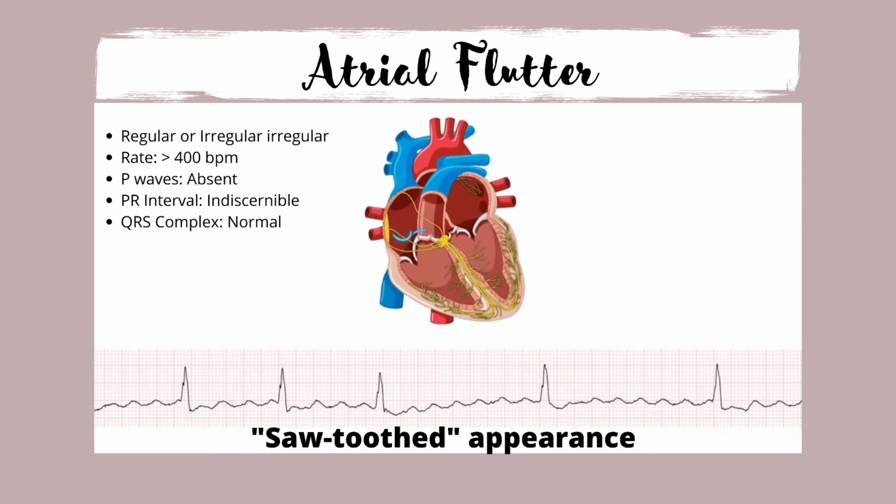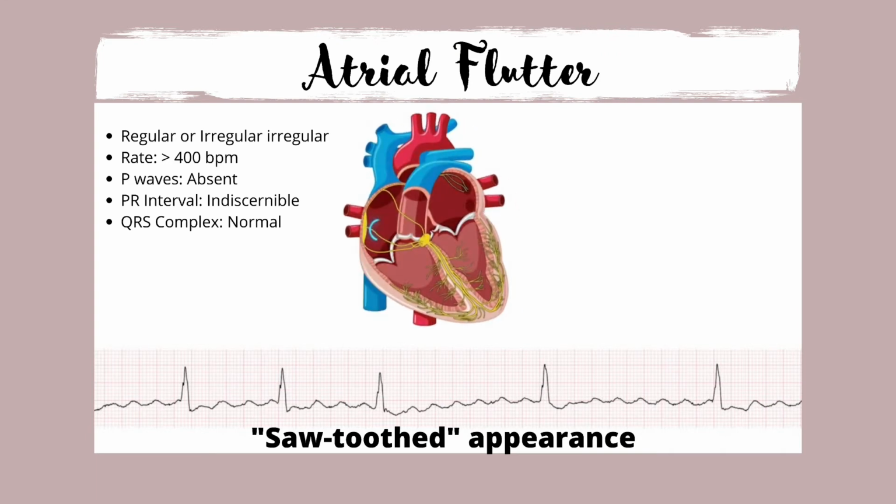Atrial flutter, AFL, is a common abnormal heart rhythm that starts in the atrial chambers of the heart. Characteristics. Rhythm, if atrial, regular; ventricular, typically irregular. Rate, atrial 250 to 400 beats per minute, ventricular 60 to 100 beats per minute. Ventricular rate depends on degree of atrioventricular block. P wave, classic saw-toothed appearance. PR interval, unmeasurable. QRS complex, normal.